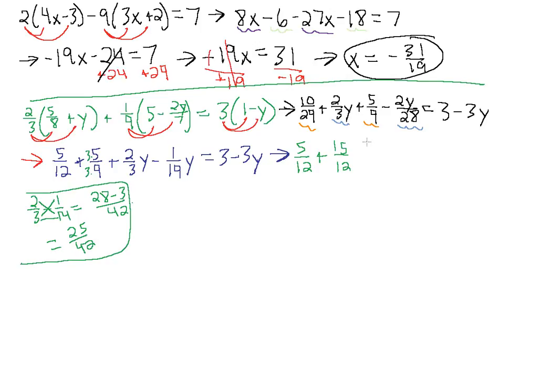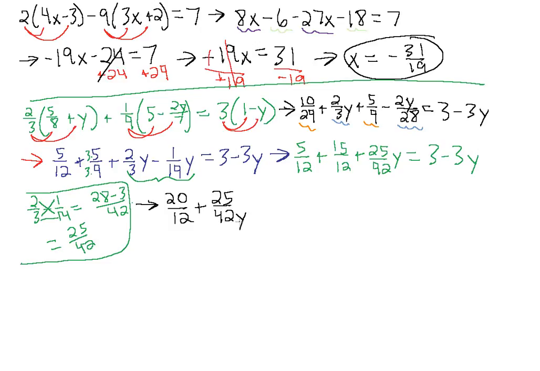All right, so we have a positive 25 over 42, and let's not forget our variable y. So all we did right here is combine these two fractions right here. All right, and we still have our 3 minus 3y out to the right. All right, moving right along. Let's go ahead and combine these two fractions. 5 plus 15 is 20 over 12. And we have our plus 25 over 42y. And so all we did is we combined these.